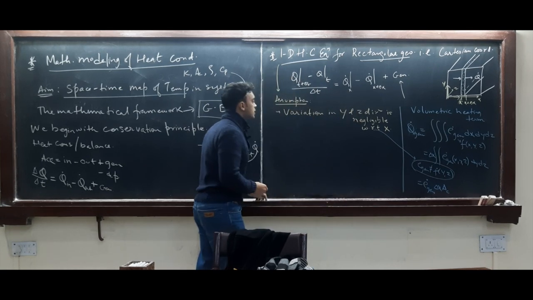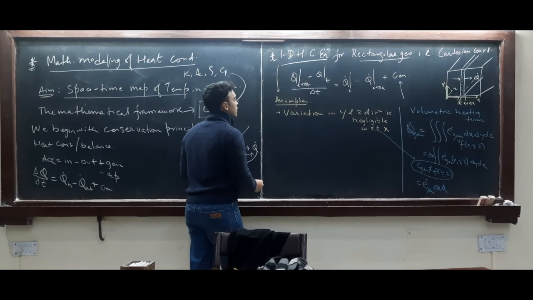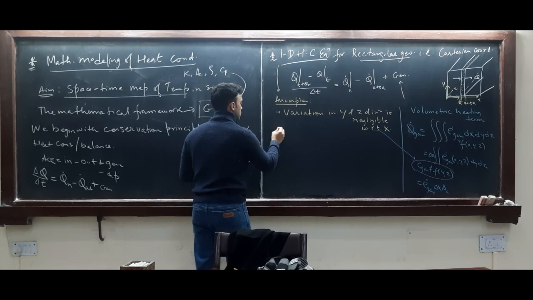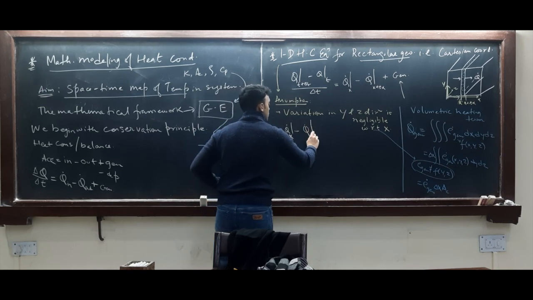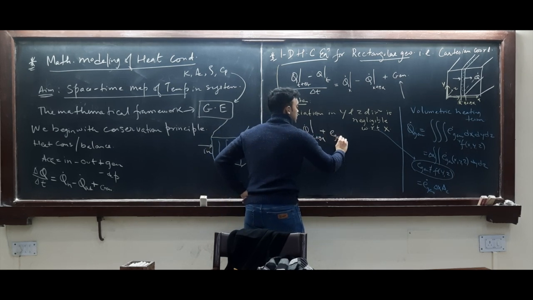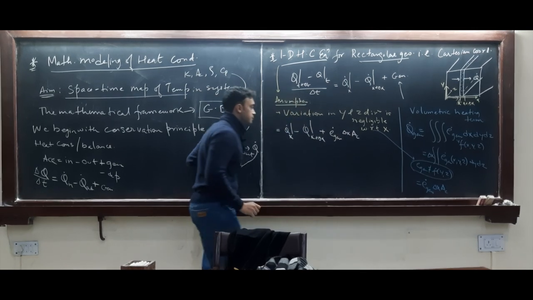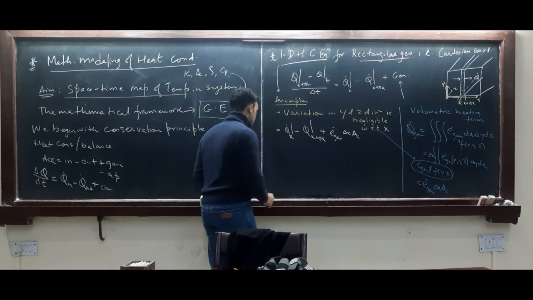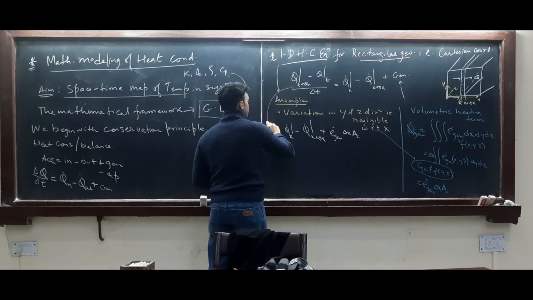Okay. So now let's substitute this here. And then what do you get? The right hand side is q dot x minus q dot x plus delta x plus E gen dot into del x into A C. And the left hand side is the same as before.